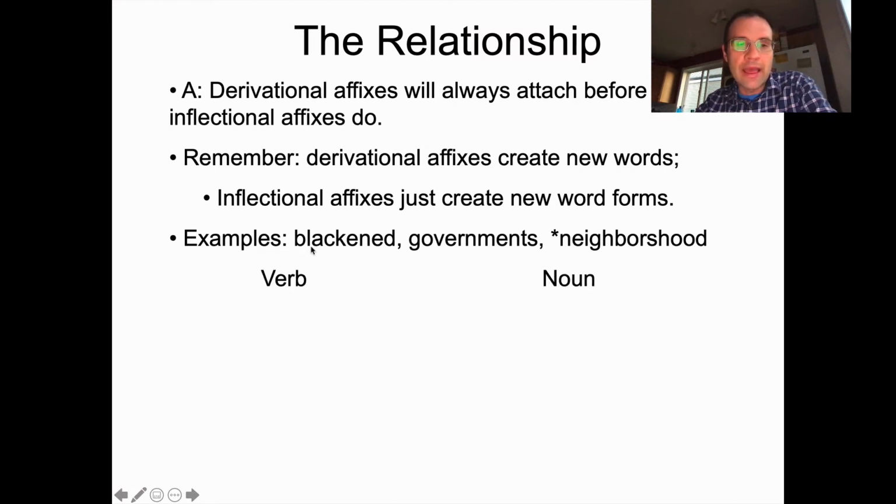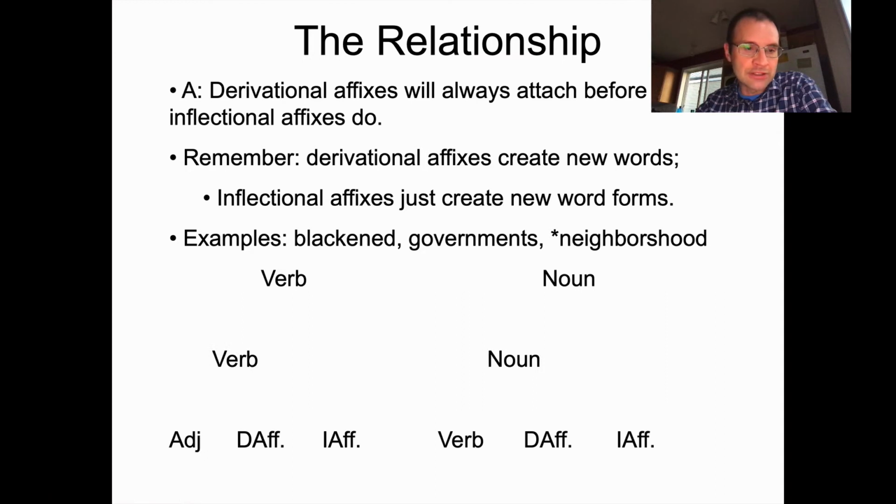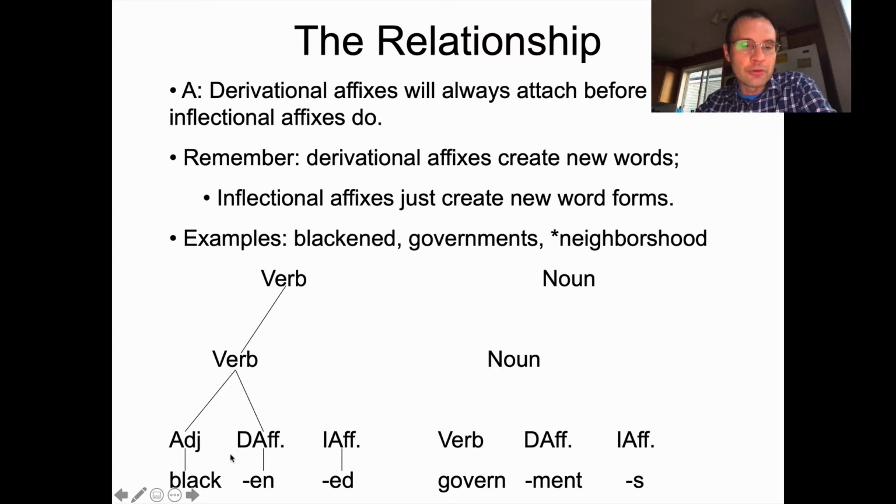For that one, we start out with the adjective black, and then we can add the derivational affix "n" to it to get the verb blacken. And that's the present tense of the verb, but if we want to make it past tense, we can add the ed to it afterwards and we get blackened.